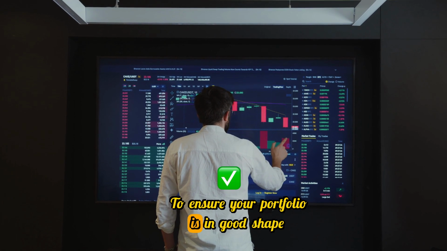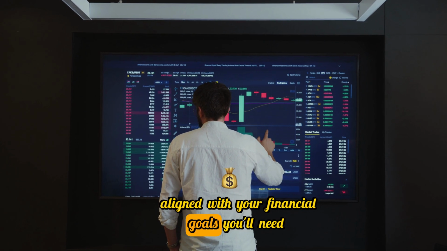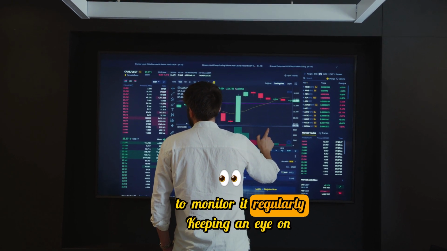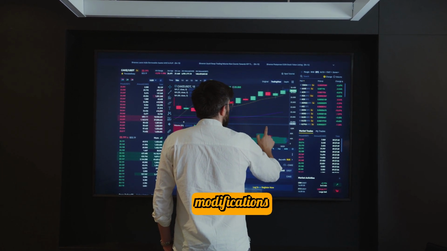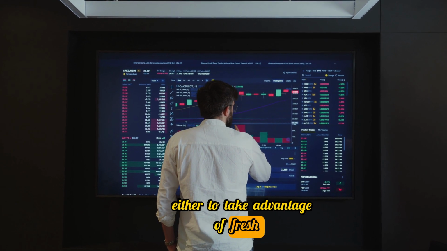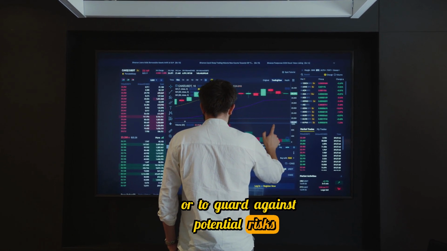To ensure your portfolio is in good shape and aligned with your financial goals, you'll need to monitor it regularly. Keeping an eye on your investments enables you to make any necessary modifications, either to take advantage of fresh opportunities or to guard against potential risks.